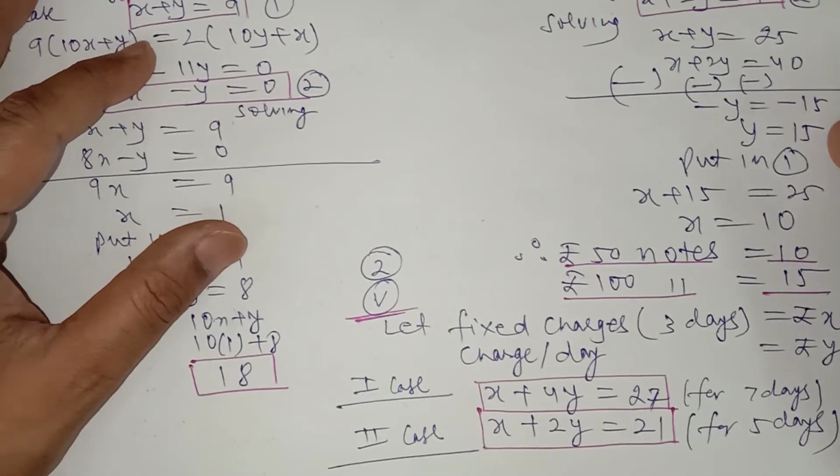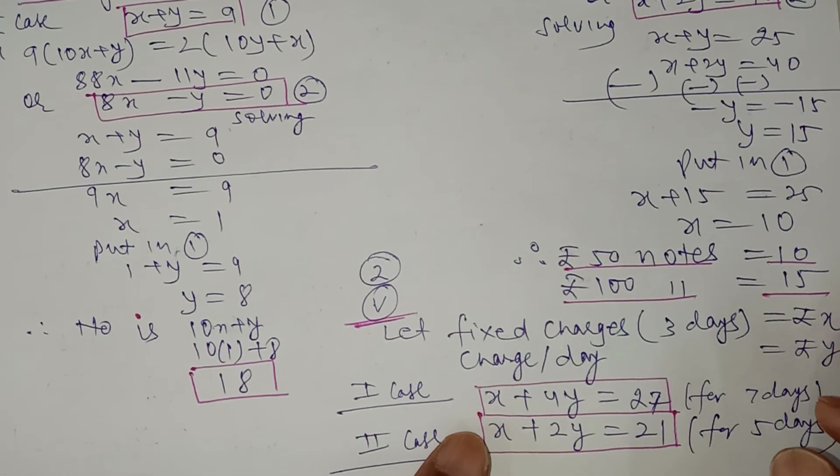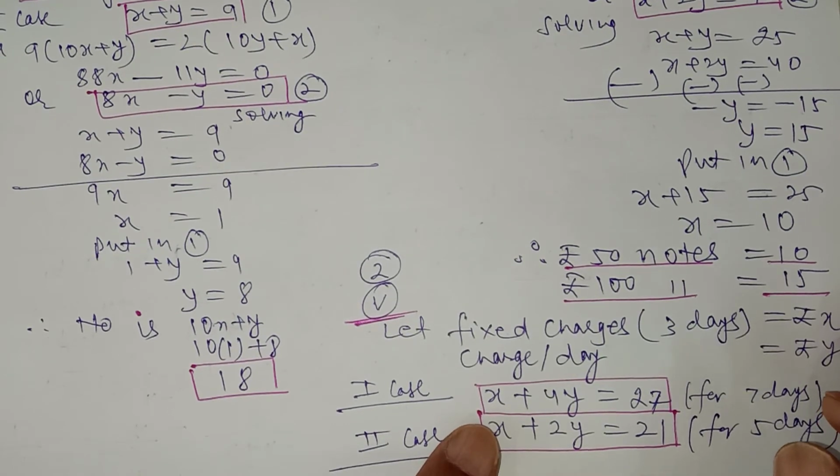Now in the fifth part of this question, it is given that for lending or borrowing a book from the library, there's a fixed charge for 3 days, and after that there's a charge per day. A person borrowed a book from a library and paid rupees 27 for 7 days, and another person borrowed a book and for 5 days paid rupees 21. You have to tell the fixed charge for 3 days and the charge per day for the book.